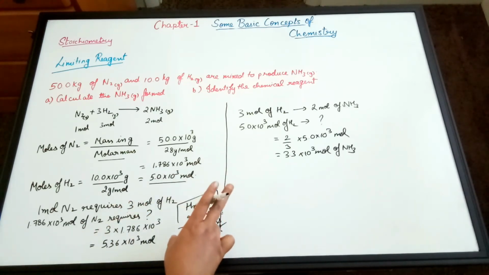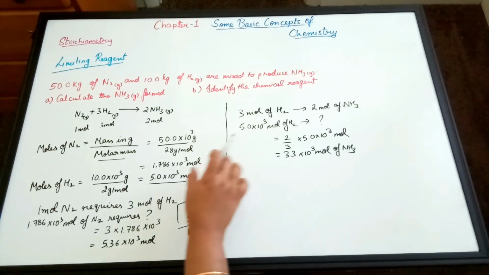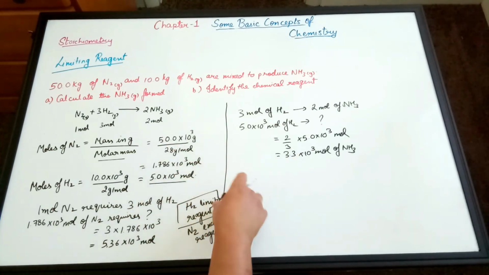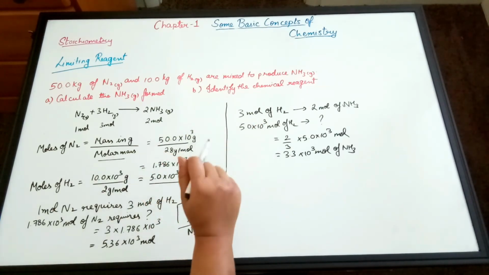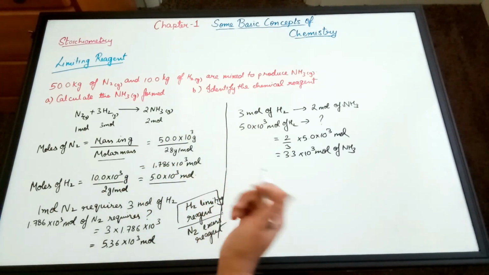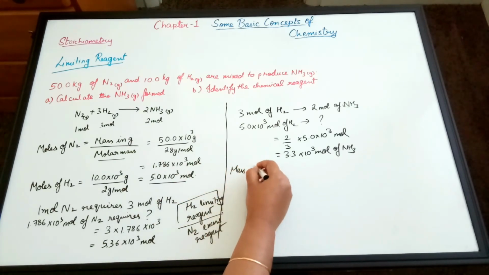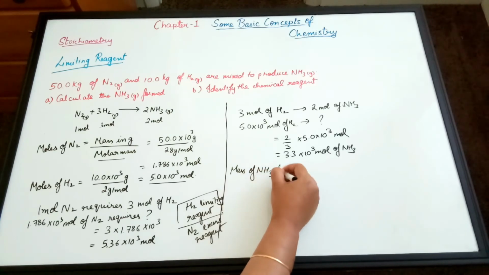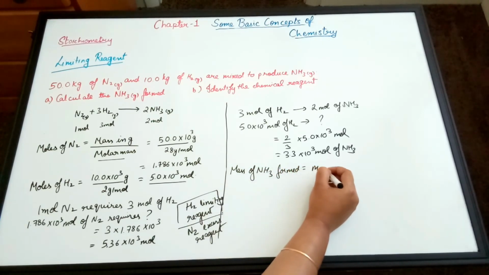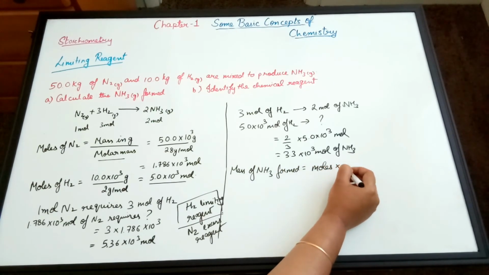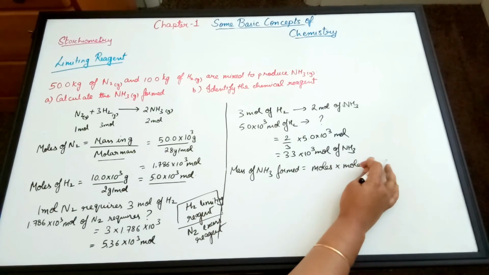So if all of it is not going to get used, then the amount of ammonia which will be produced will be different. Our limiting reagent is hydrogen. That's why we are considering hydrogen for the calculation of the number of moles of ammonia. Obviously, we can find out the mass of ammonia which is formed, which will be equal to the number of moles into the molar mass.